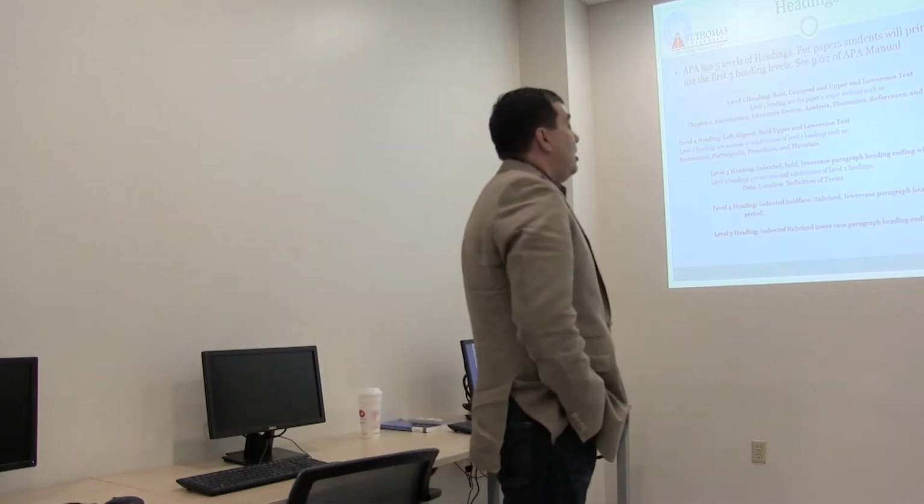None of you are going to do anything more than a level 3 heading for your papers, and even most dissertations do not get past level 3 headings. So the level 3 heading would be on the left-hand side, bold and indented, then the period, and then the writing comes right after that period.